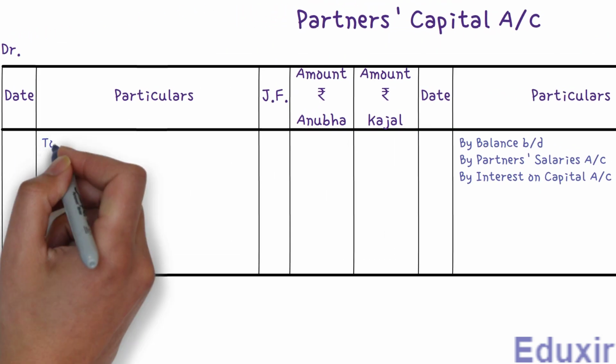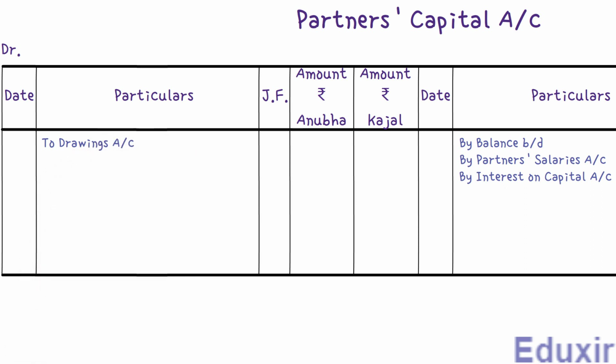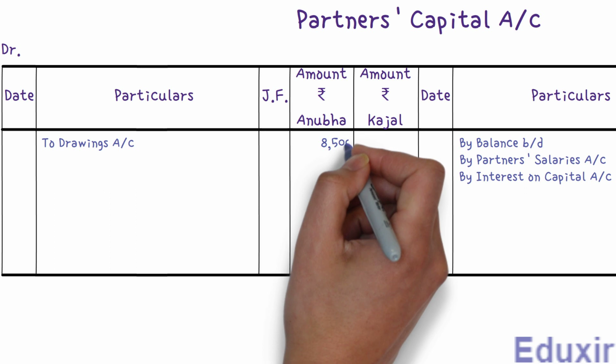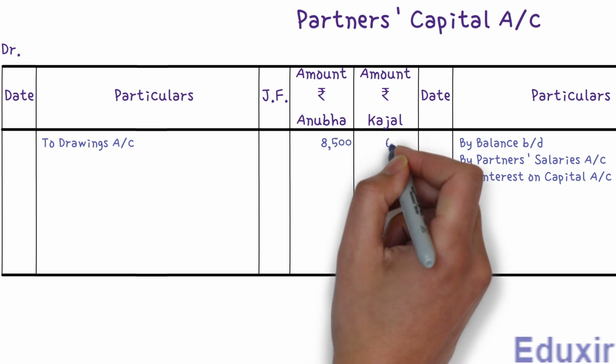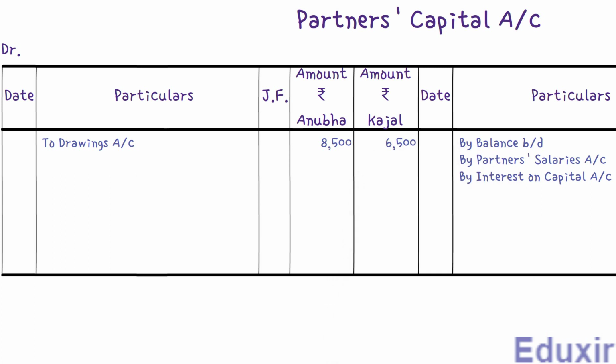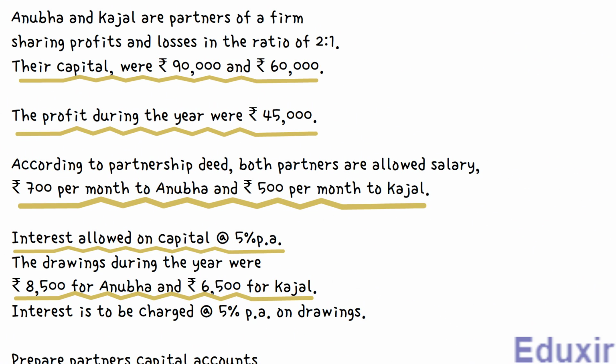Let's first write to drawings account into the particulars column. Let's then write the drawings amount of 8,500 rupees for the partner Anubha into her amount column. Let's then write the drawings amount of 6,500 rupees for the partner Kajal into her amount column. With that, we have completed the posting of the drawings related entries into the partner's capital account. Let's now consider the next transaction in the given problem.